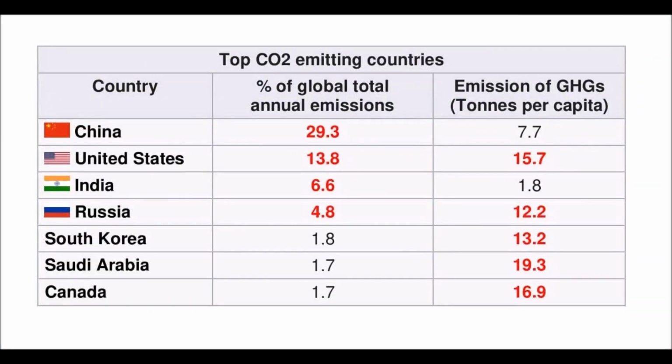This table is another representation of the data, clearly showing that China, US and India are leading CO2 emitting countries in terms of percentage share in global emissions. Saudi Arabia, Canada, US, South Korea and Russia are some of the key CO2 emitting countries in terms of per capita emission.